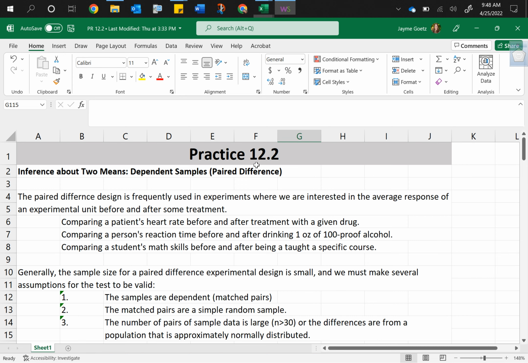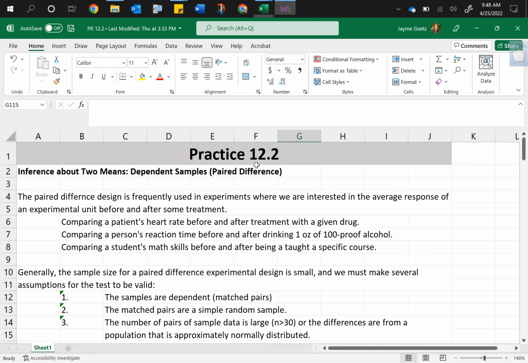The paired difference design is frequently used in experiments where we are interested in the average response of an experimental unit before and after some treatment. So some examples of this to help you wrap your minds around it. Let's say a doctor wants to compare a patient's heart rate before and after treatment with a given drug. Or let's say we want to compare a person's reaction time before and after drinking 1 ounce of 100 proof alcohol. Or maybe we want to compare a student's math skills before and after being taught a specific course. This is what we are going to be doing in this lesson.